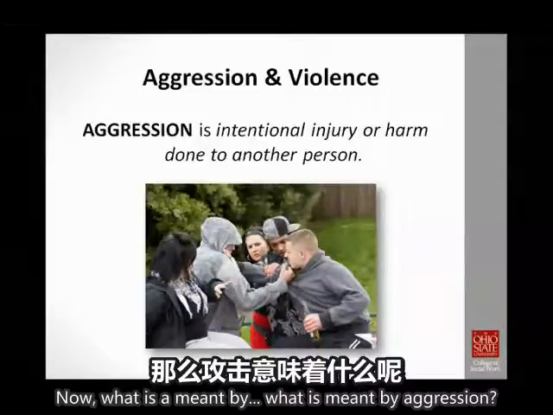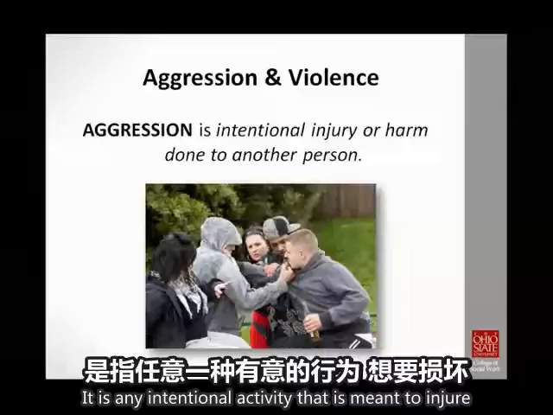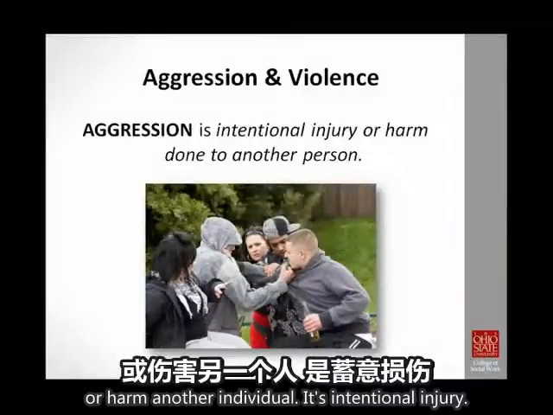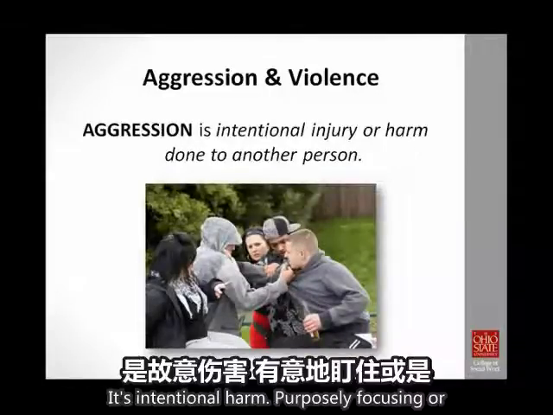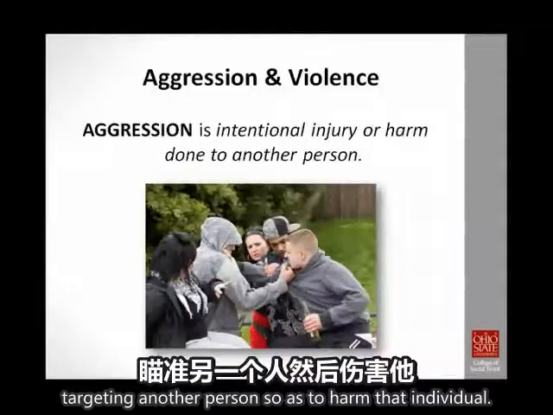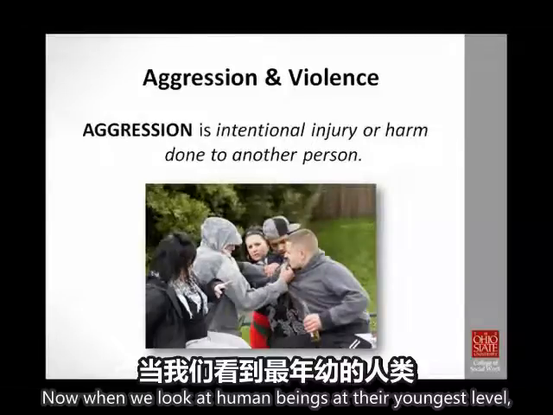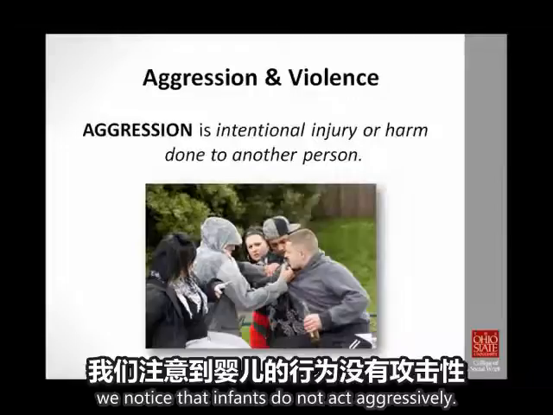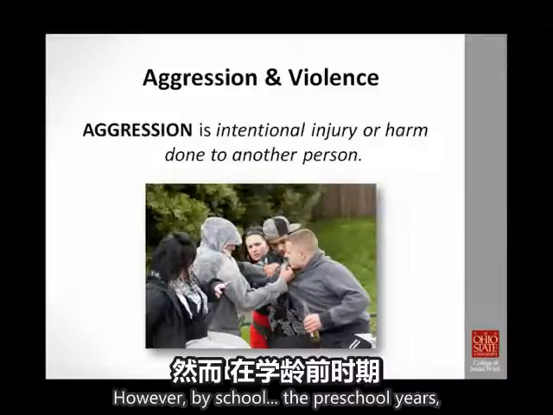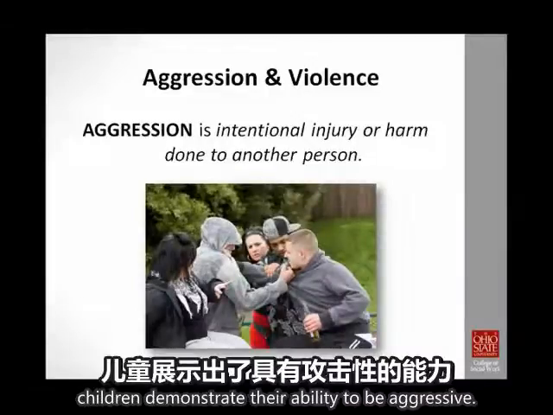Now, what is meant by aggression? It's any intentional activity that is meant to injure or harm another individual. It's intentional injury. It's intentional harm, purposely focusing or targeting another person so as to harm that individual. Now, when we look at human beings at their youngest level, that is, as infants, we notice that infants do not act aggressively. However, by the preschool years, children demonstrate their ability to be aggressive.